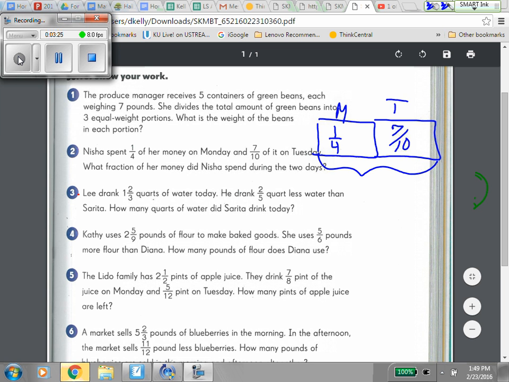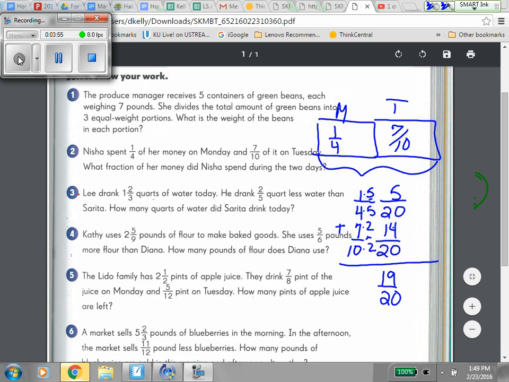So 1/4 on Monday, 7/10 on Tuesday, so I'm going to add them. 1/4 plus 7/10, and again, sorry about squishing this on this paper. The best I can do. Common denominator is going to be 20. 10 times 2 is 20. 7 times 2 is 14. 4 times 5 is 20, so then 1 times 5 is 5. And 5/20 plus 14/20 is 19/20. So you will write a statement sentence, and you would write that Nisha spent 19/20 of her money in 2 days.